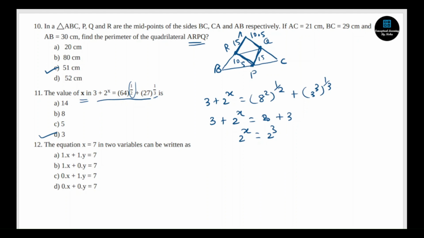Easy question. Alright. Now the standard form is what? ax plus by equals c form. Now if you see this, x equals 7. So I can write this as 1x equals 7, so 1x plus 0y equals 7, right? So which one is the correct option? B, right?